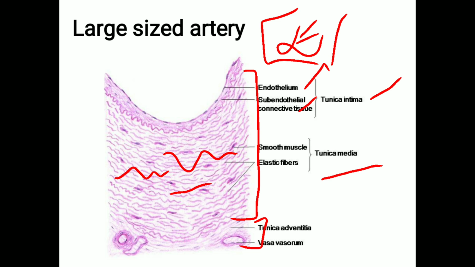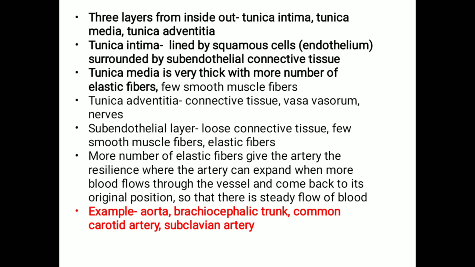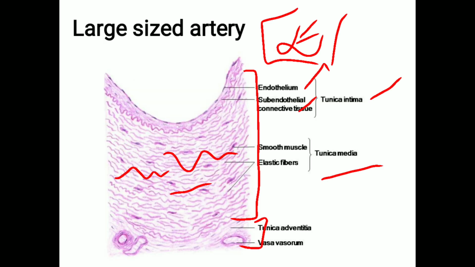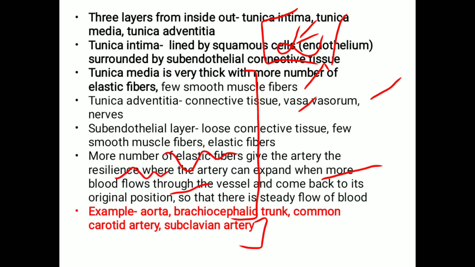Last, the outermost layer you are looking at here is called tunica adventitia. The tunica adventitia consists of collagen fiber and these structures, which are called vasa vasorum. What do you mean by vasa vasorum? They are arteries supplying the artery itself. This is the lumen. Up to two-thirds of the wall is supplied by blood from the lumen, and this outer region is supplied by the vasa vasorum. So these are the features to be remembered in a large size artery.